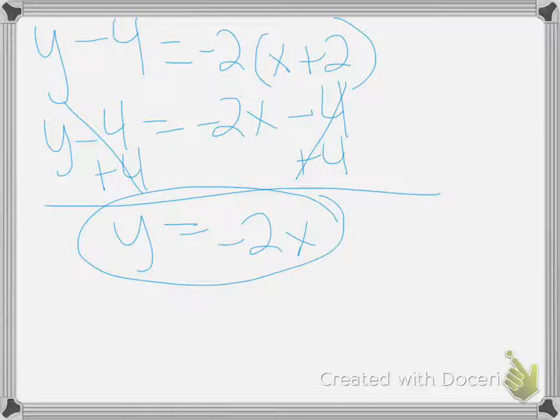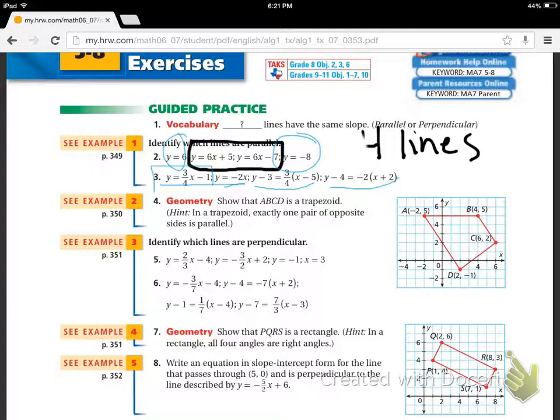We're looking for parallel lines, so they need the same slope. So this one has a slope of negative 2. So we go back to our problem, and we see that the other line here had a slope of negative 2, and this one has a slope of negative 2. In fact, they're exactly the same line because they're both negative 2x. So then that means that the other two are parallel with each other.